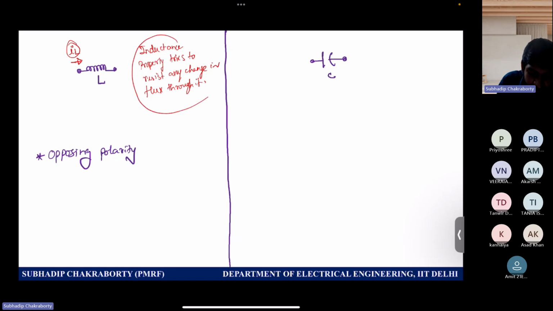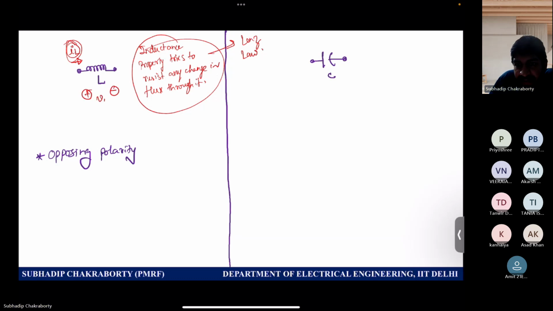Who specified this law? Can you tell? This is by Lenz's law, right? Anything changing should be opposed in a similar manner. So when the current is trying to enter for the first time, the inductor will try to oppose it. That's why, just like a resistance, the voltage across the inductor will also try to oppose the flow of current. That's why when solving problems, you keep the polarities like this.